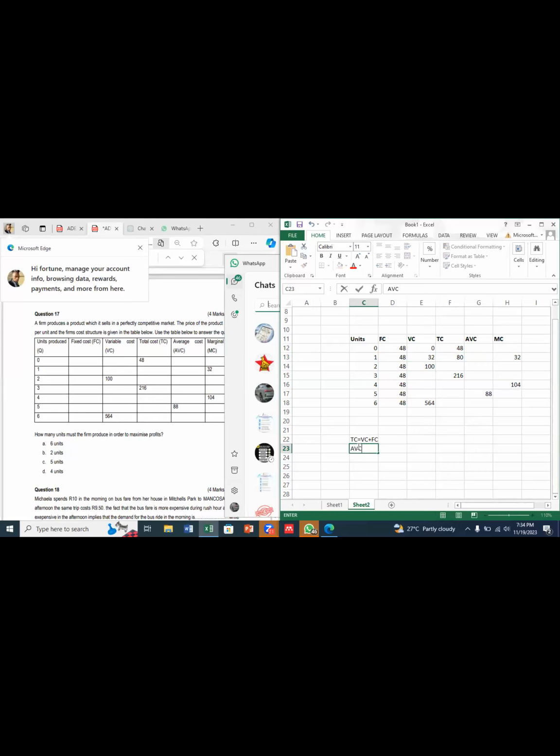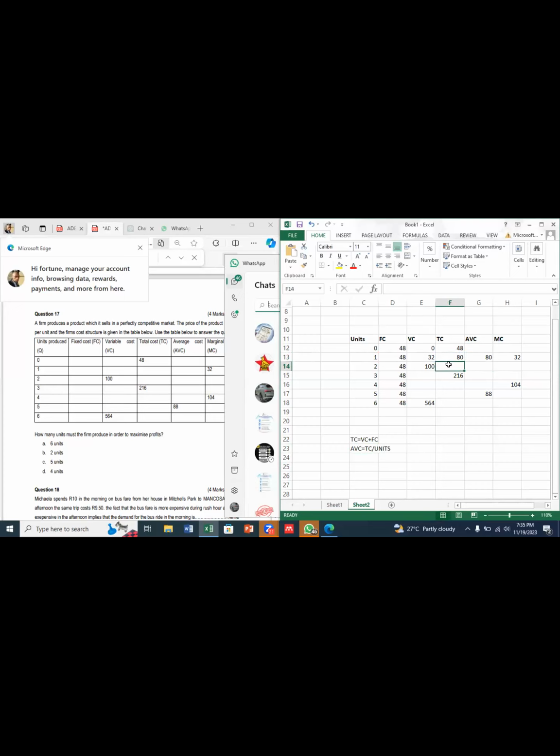AVC is equal to the total cost divided by the units. There we have units, so we have to type units. Those two at 0 there are undefined, so you will not be having a 0 there, you will not be having anything, it will be nothing. Then at this particular point, the total cost is 80 divided by 1. That gives you an average cost of 8.